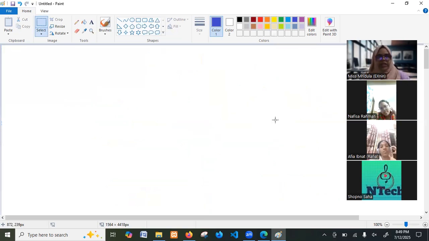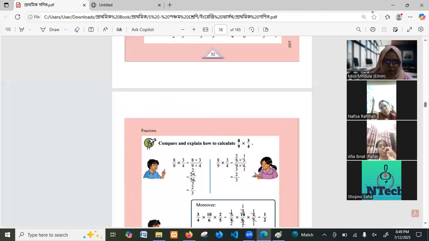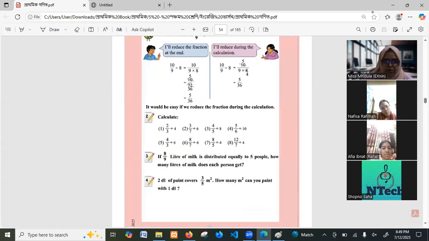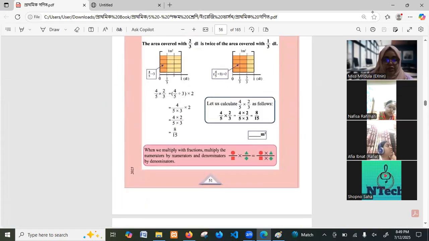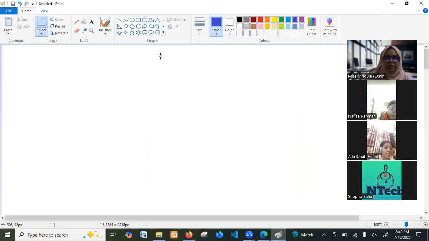I guess we have only done the division. Let me check whether we have done the division of two numbers, I mean, two fractions, or not. Multiplication by fraction. No, we have only learned division by integer. Okay.